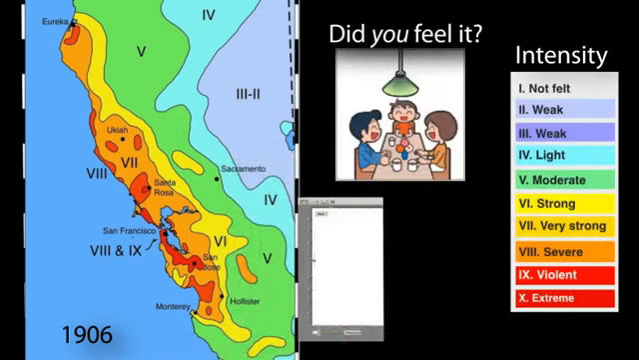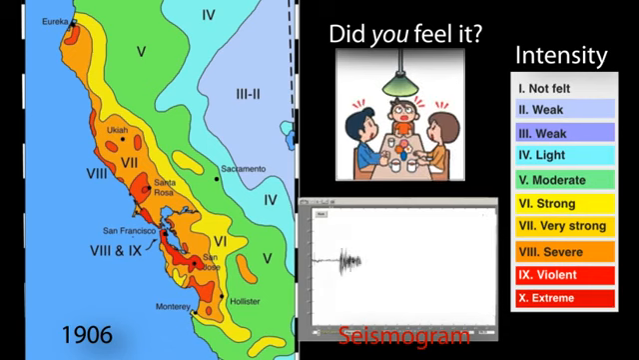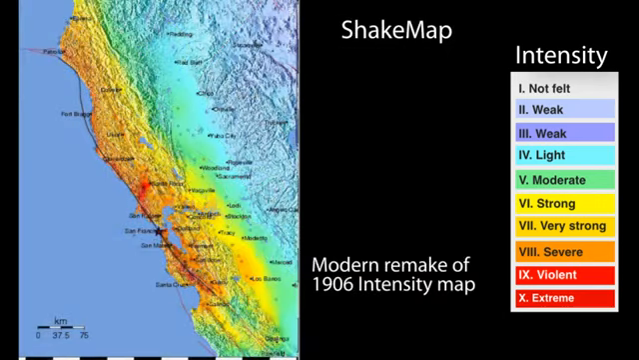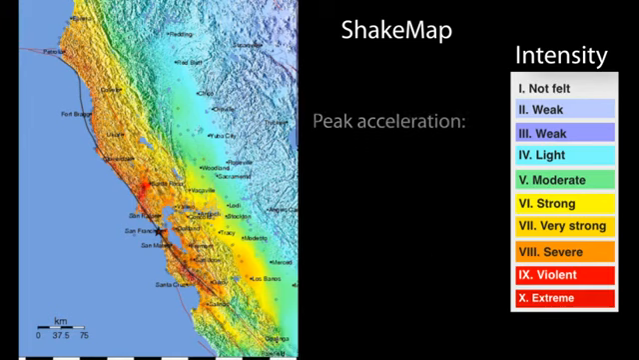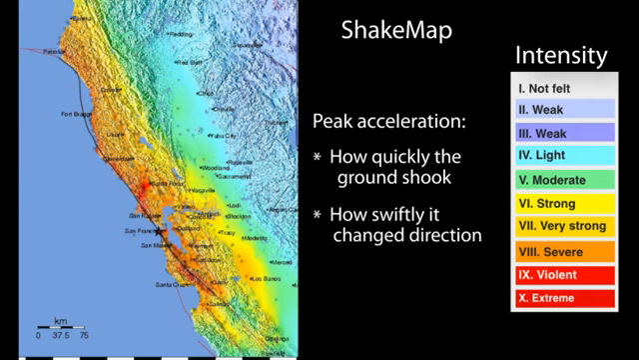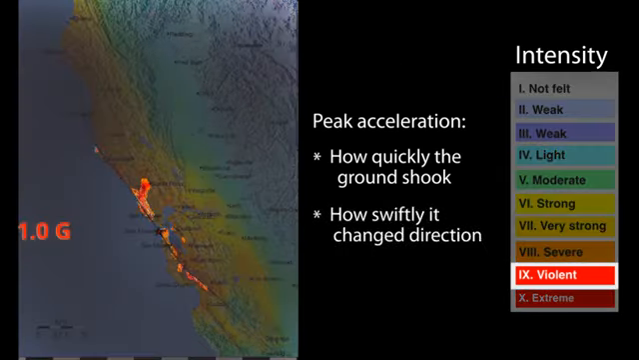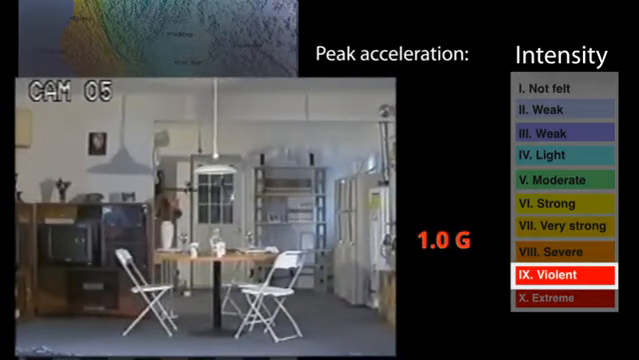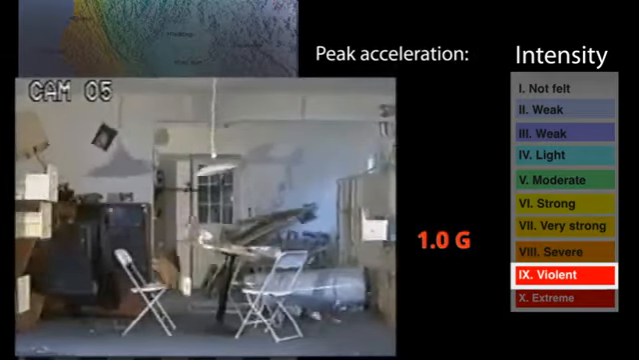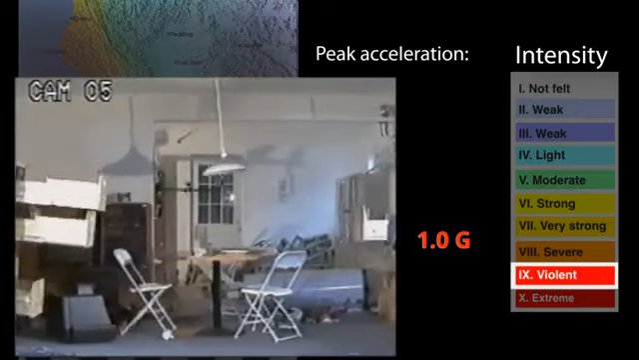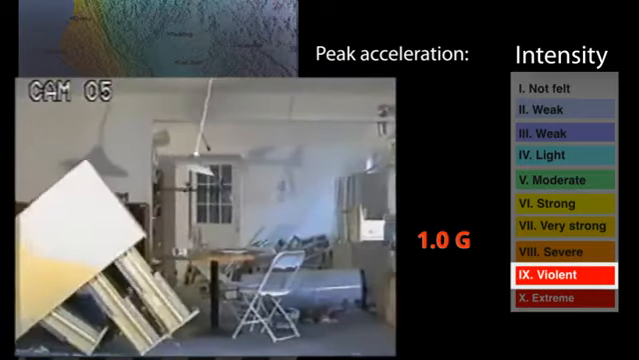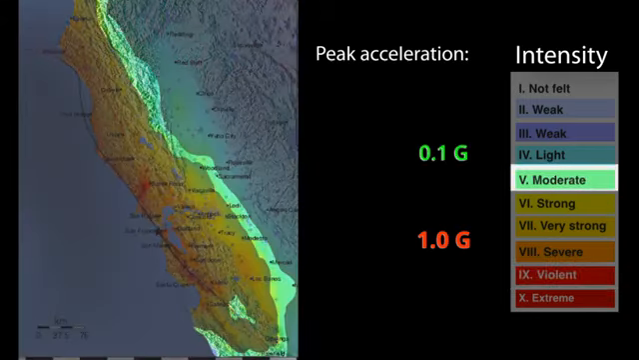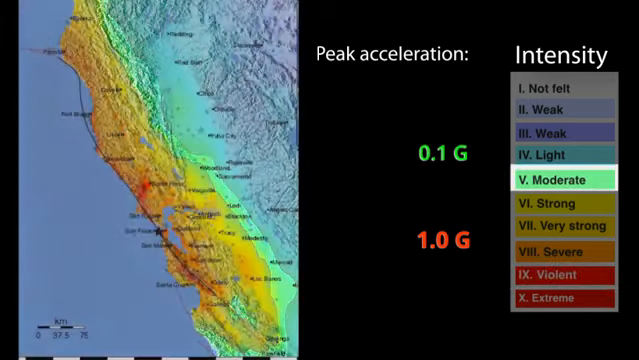Human observations still help scientists understand earthquake ground shaking, but intensity is now measured by seismometers and illustrated by USGS shake maps, like this modern reconstruction for the 1906 earthquake. Colors represent peak ground acceleration, that is, how quickly the ground shook and how swiftly it changed direction. The red zones reached 1 g acceleration, or 100% of gravity, a violence of shaking illustrated in this shake table experiment. In the green zone, moderate shaking occurred with accelerations of up to 10% of gravity.